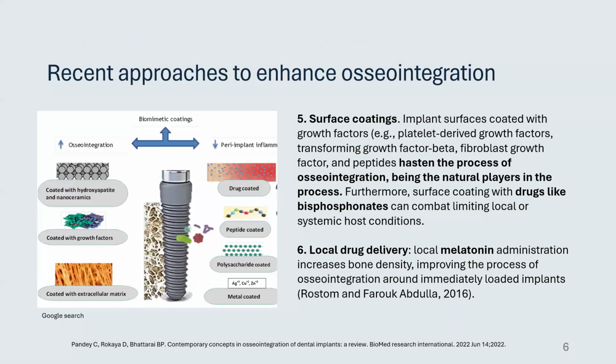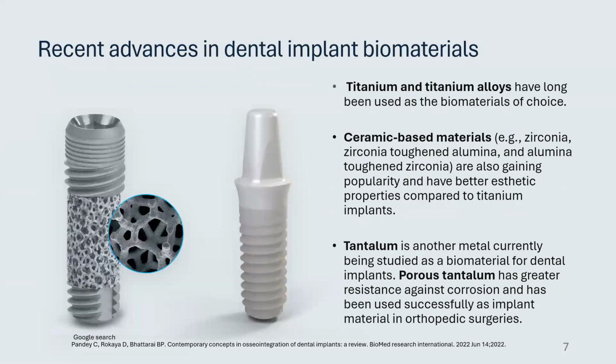Okay, now we are done with the surface treatments. Let's talk about the recent advances in the material that can be used to fabricate dental implants. The materials that we are currently using are titanium and titanium alloys. These have long been used as the materials of choice for dental implants. There are also ceramic-based materials like zirconia-toughened alumina and alumina-toughened zirconia. These gained popularity because they achieve better aesthetic properties than titanium implants.